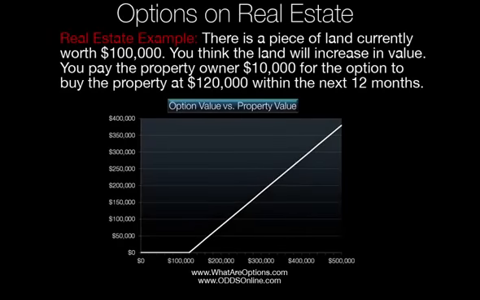Let's talk a little bit more about real estate. Real estate's a good asset that everyone can understand. Let's say you know of a property that is currently worth $100,000. You think the land is going to quickly increase in value, so you buy an option on the property. You negotiate with the property owner, and you both agree to the terms of the option. You agree to pay $10,000 to the owner now, and they agree to sell you the property for $120,000 if you decide you want to, anytime within the next 12 months.